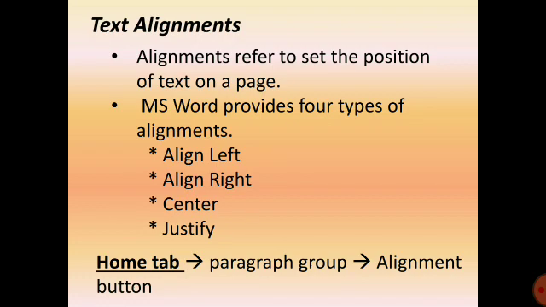Now, MS Word provides 4 types of alignments: align left, align right, center, and justify. Where will you get this option? In the Home tab, in the paragraph group. Just after the font group, you will see there is a paragraph group, and there you will see all these 4 alignments.